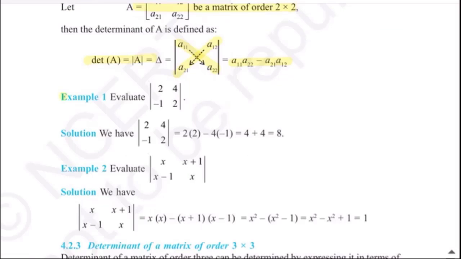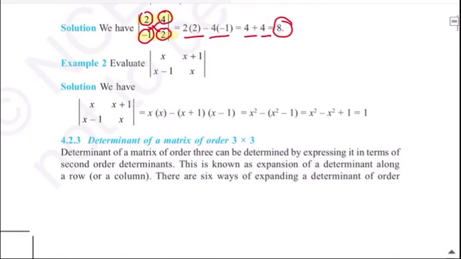Now, from this example, evaluate the determinant of this matrix 2, 4, minus 1, 2. So we have determinant 2, 4, minus 1, 2. First we multiply this 2 by this 2, and then the minus, multiply this 4 by this minus 1. So 2 multiplied by 2 minus 4 multiplied by minus 1 is equal to 4 plus 4, which is equal to 8. So this 8 is the determinant of this matrix.